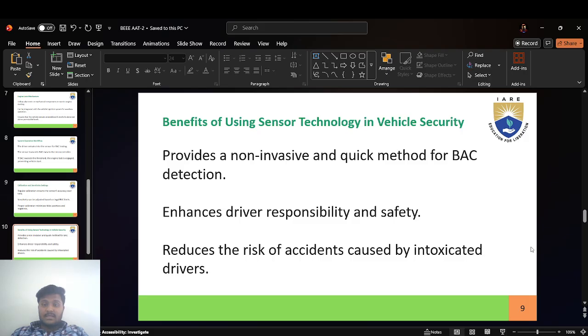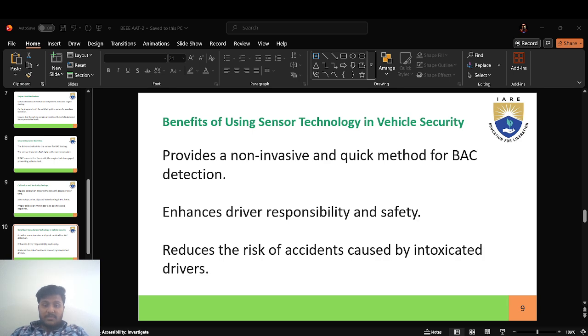Benefits of using sensor technology in vehicle security: It provides a non-invasive and quick method for BAC detection. This system checks a person's alcohol level without needing blood tests or any physical contact.